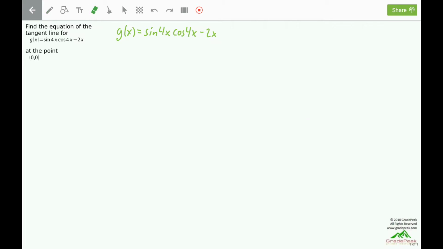We'll make use of the product rule for it. The second term is a constant times x. The derivative will be just the constant. So g prime of x will be, for the first term, product rule, derivative of the first.